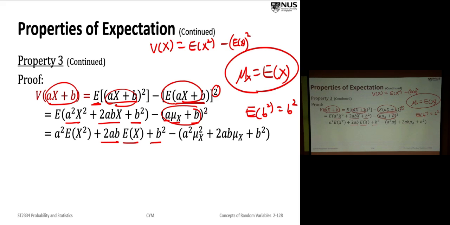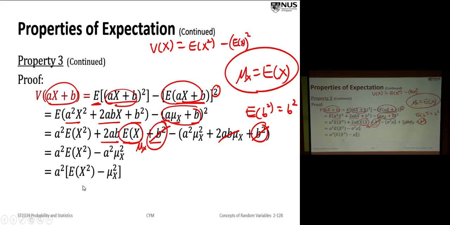All right? So what is this? This is mu x. Now you can see that b squared here, when we expand this one, I also have b squared, so they cancel out. And then this 2ab mu x, we also cancel out. So we're left with only two terms: a squared times the expectation of x squared minus a squared mu x squared, which, taking out a squared, becomes a squared times the variance of x.